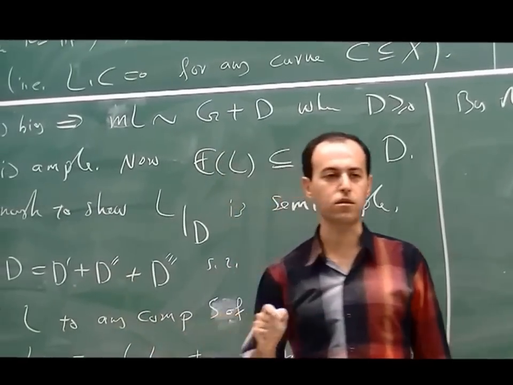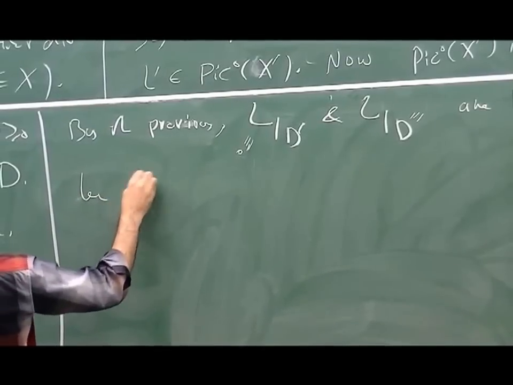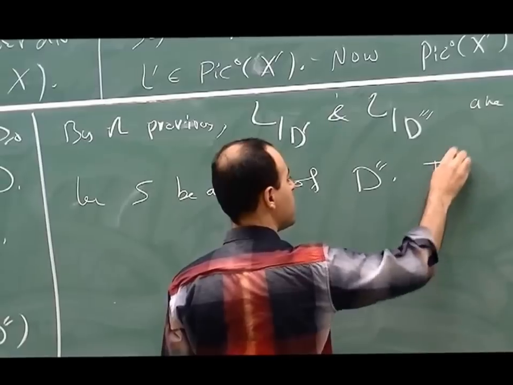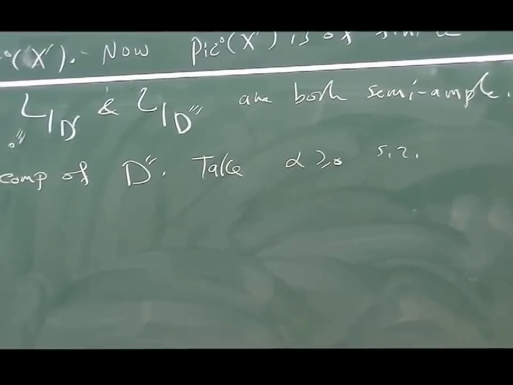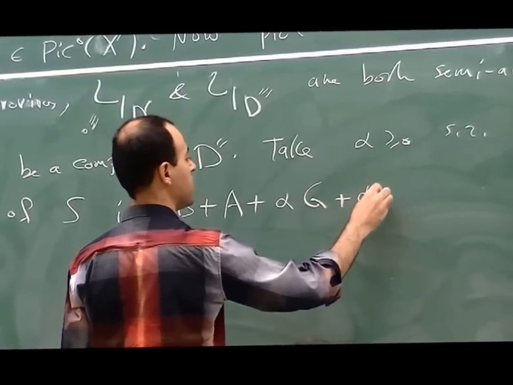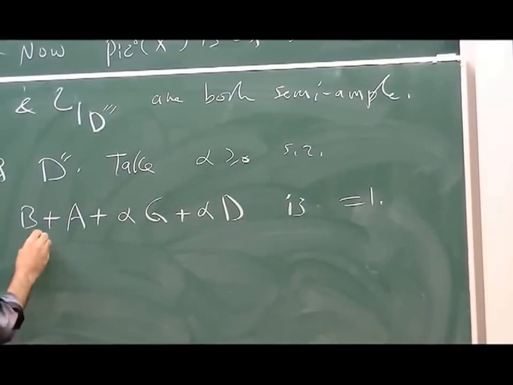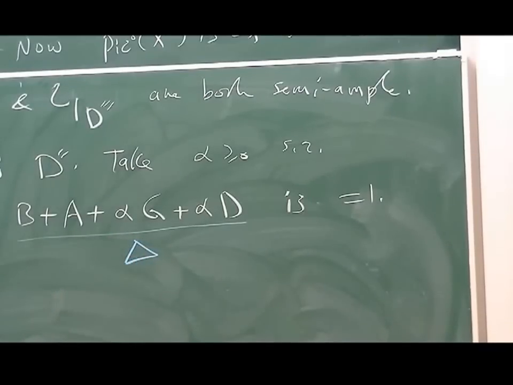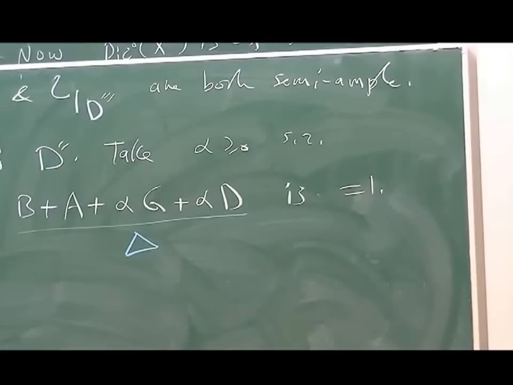We only need to show semi-ampleness on D double prime. And how to do this is more complicated. So let's fix a component of D double prime, and then take alpha such that the coefficient of S inside the divisor B plus A plus alpha times G plus alpha times D is exactly 1. So you see, with familiarity with the previous lecture, this is just the same trick. So let's call this divisor this. So I have created a divisor and S is the component with coefficient 1. Not a big deal.